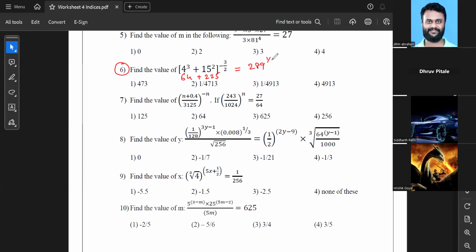So in that, what I'll do, I'll take 1 by 2 inside and I'll put minus 3 outside. So 1 by 2 means what? Square root. 289 का square root is how much? 17. Very good. So I have 17 raised to minus 3. Minus means what? It goes to the denominator. So in the denominator it is 17 raised to 3. And 17 raised to 3 is 4913. Yes, sir.